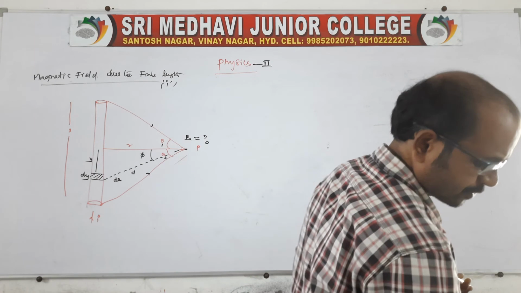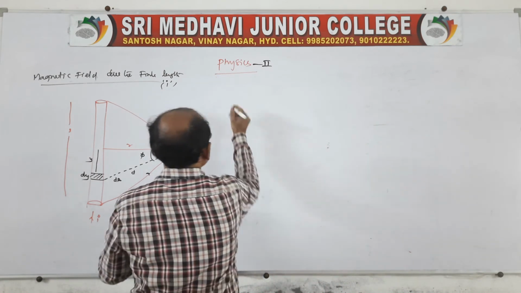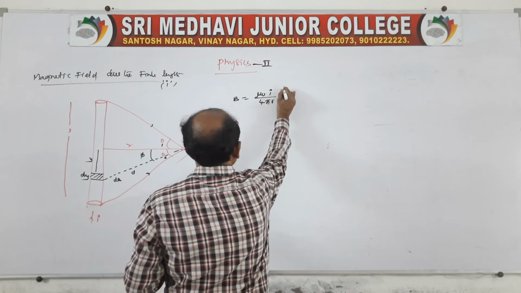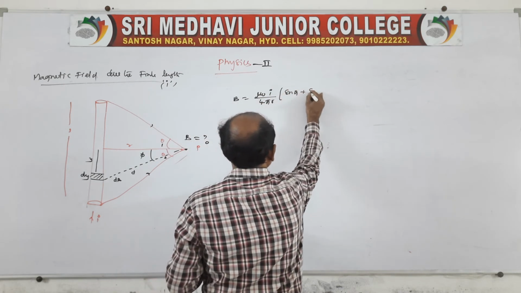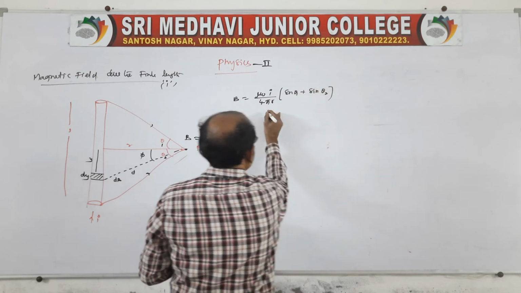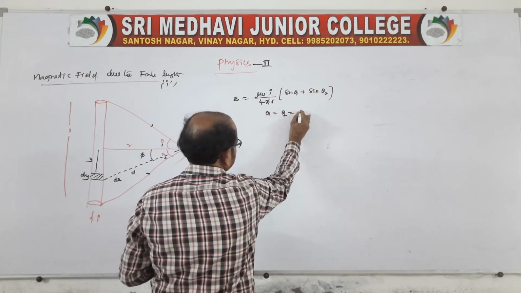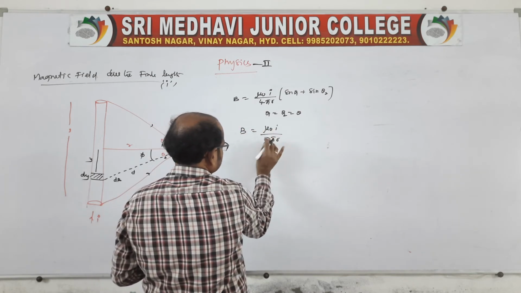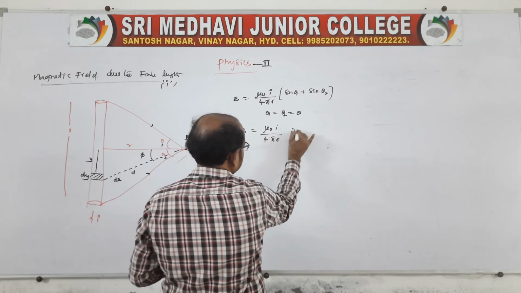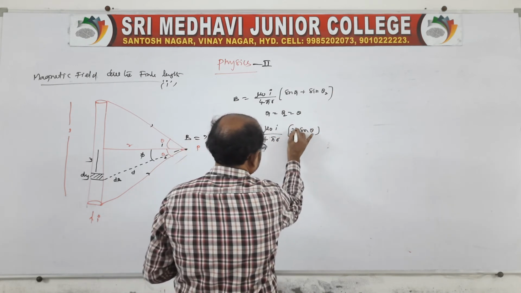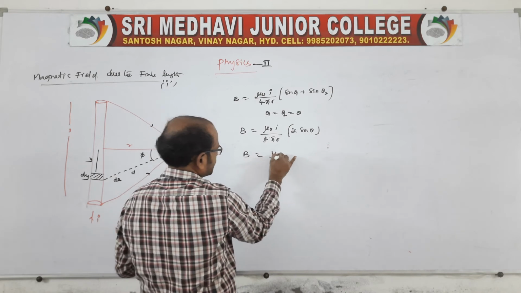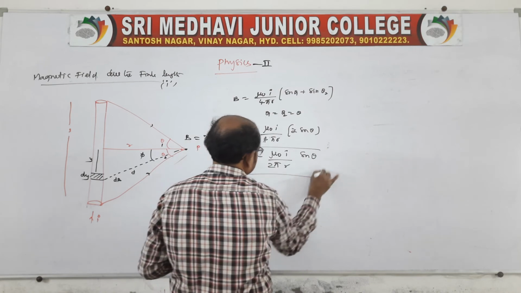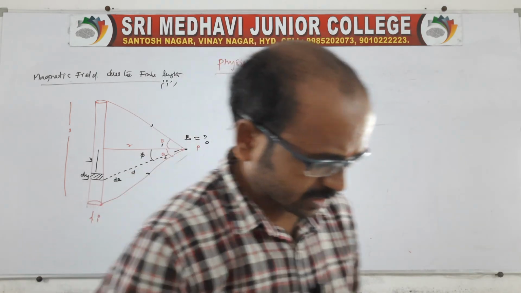Here, take the expression B is equal to mu naught I by 4 pi r into sin theta 1 plus sin theta 2. Suppose the angles are equal. So B is equal to mu naught I by 2 pi r, 2 sin theta, so the 2 cancels. B is equal to mu naught I by 2 pi r into sin theta. Clear? Based on this, I'll tell you another one.